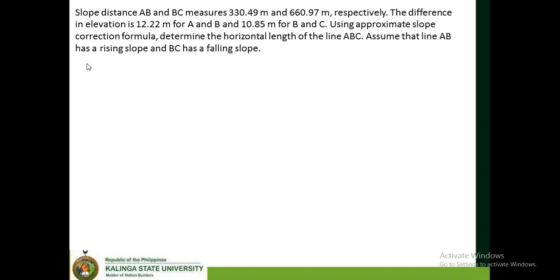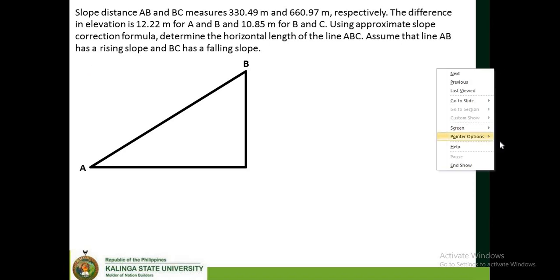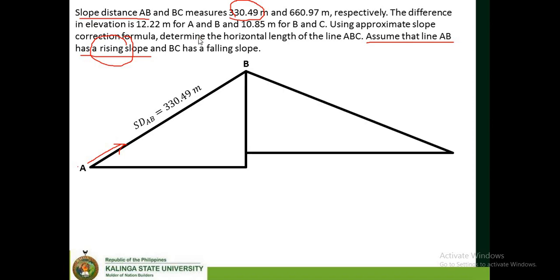So, how do we illustrate this problem? First, let's say this is point A and point B. Bakit ganyan ang itsura? Balikan natin yung problem. Ang nakalagay kasi sa problem, assume that line AB has a rising slope. So, from that word rising, from A to B, pataas daw yung ating slope. So, ganyan yung itsura ng aking triangle. Then, the slope distance of AB is 330.49 meters.